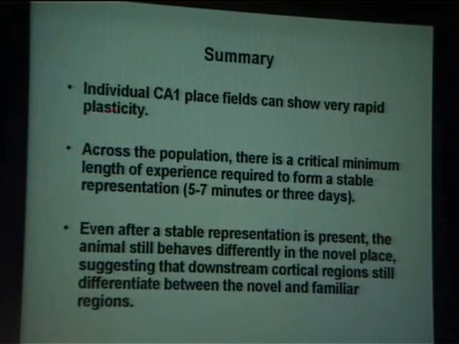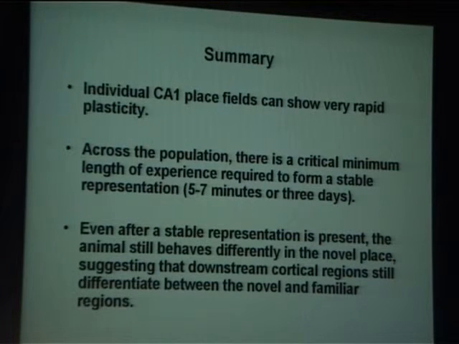So what I've just shown you is that individual plasticity in the CA1 region can form pretty rapidly. Now, it turns out that you have to have a minimum of about 5 minutes, or essentially 3 days, of stable experience for this representation to become stable. But what's really interesting is that even though these neurons are seemingly indicating that they're familiar with this environment, the animal's behavior after the same amount of time still doesn't say it's familiar with the environment. And what do I mean by that?